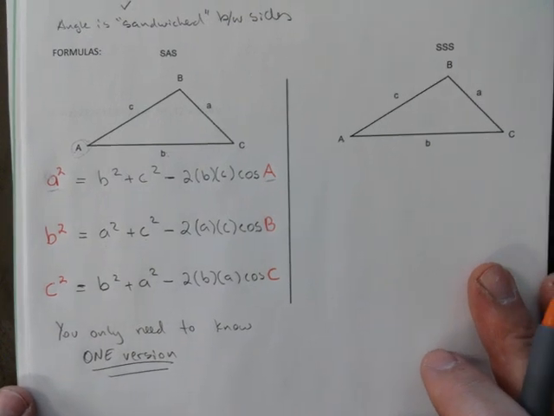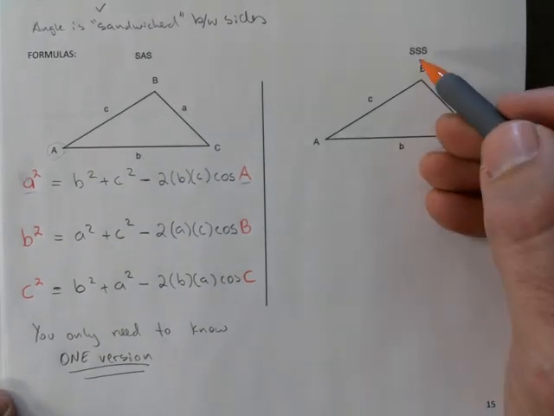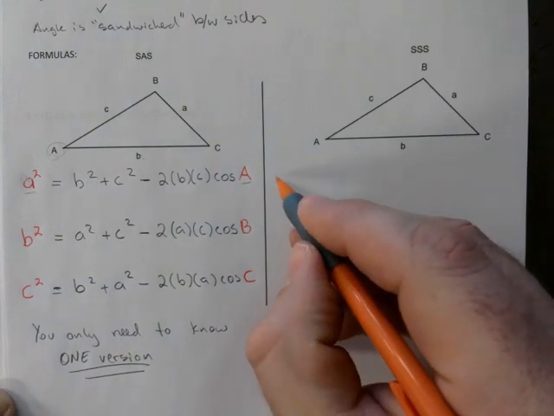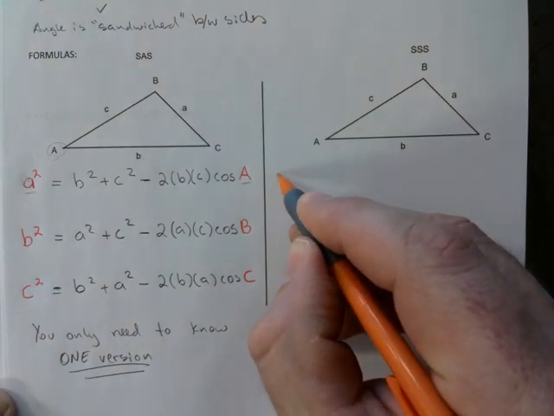All right. What about side, side, side? If you know all the sides, you know them all. What is now left to do? You've got to start solving for angles. Side, side, side is cosine law, guys. So this is how you're going to proceed with it.